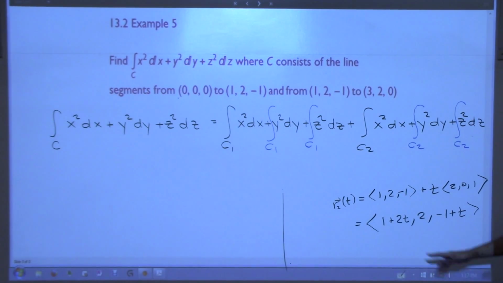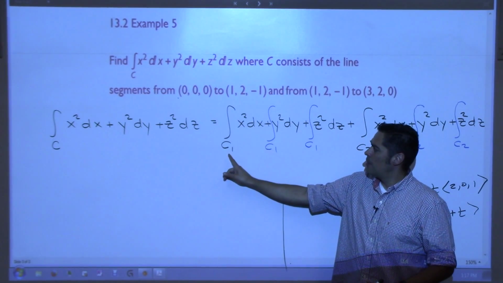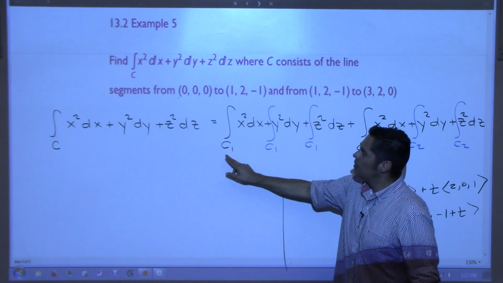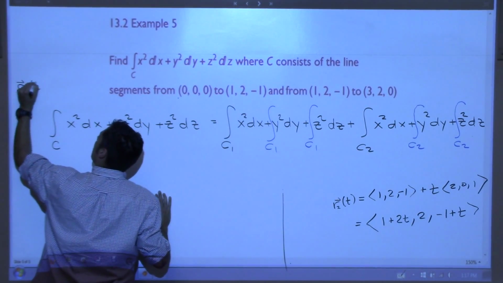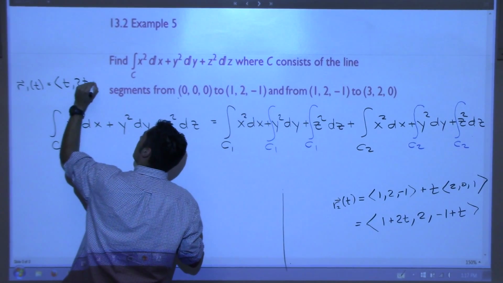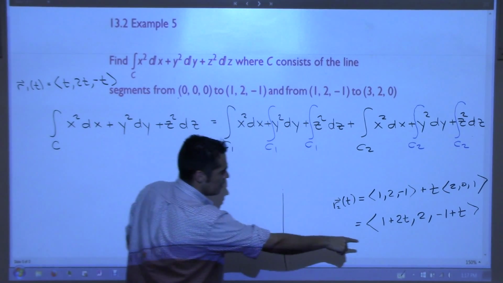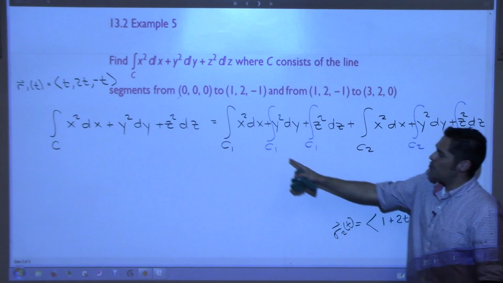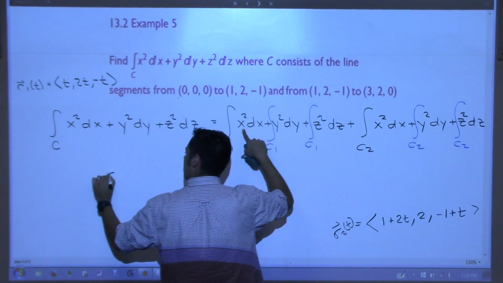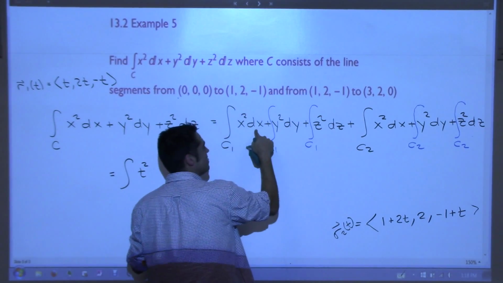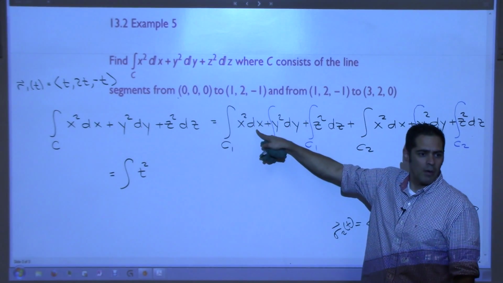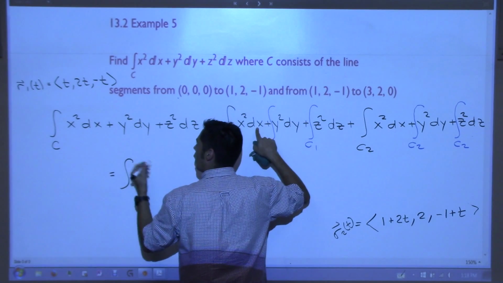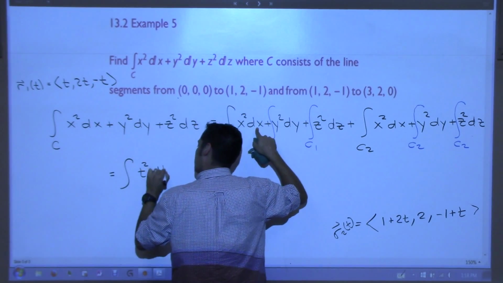Okay, let's try this first one right here. So I'm looking over C1. I'm going to replace this x squared with whatever my x component function is. What was the x component function on C1? One, it was t, then what? 2t, minus t. Okay, that was r1 of t. r2 of t I've got down here. So because I'm on C1, the x component squared is going to be integral t squared. And then what's dx? The derivative of t is just 1, so 1 dt, so dt. Any questions on where that came from?